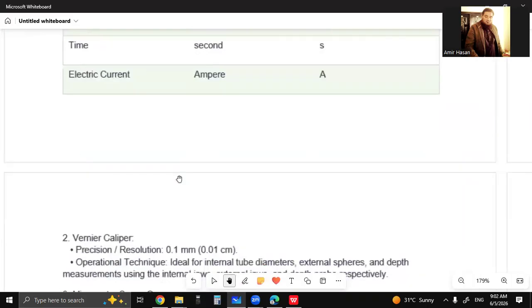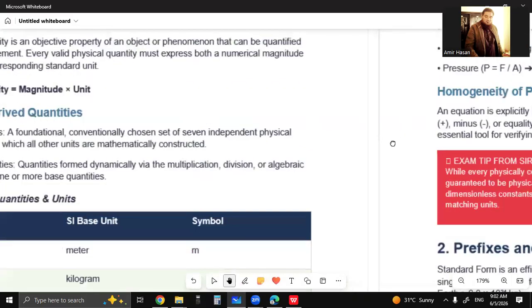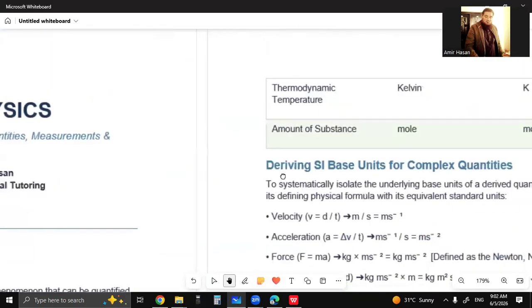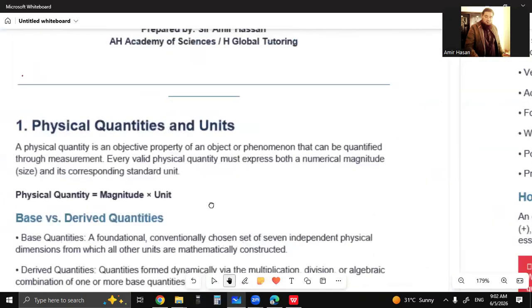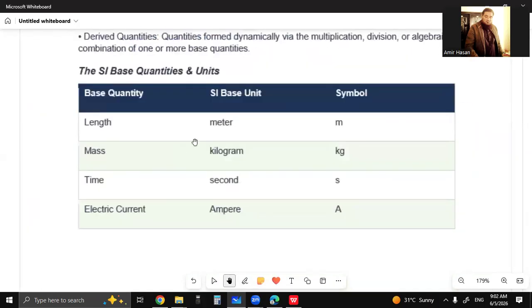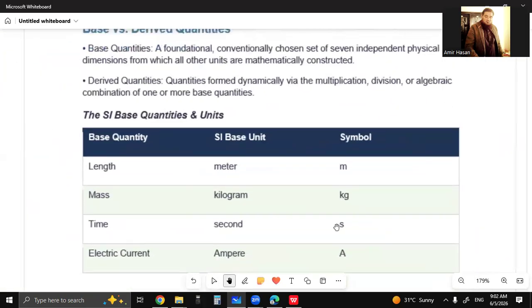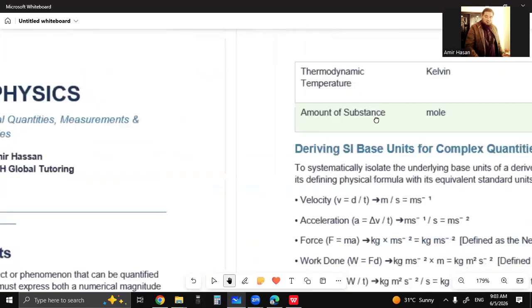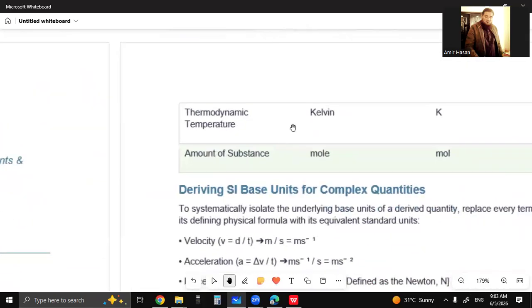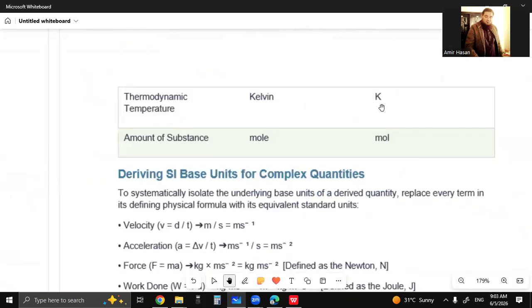Now here, I show in my notes, you check, there are seven basic quantities. Here you check in my notes. Length, in meter, the base SI unit of length, meter, symbol m. Mass, kilogram, symbol kg. Time, second, symbol s. Electrical current, ampere, symbol A. So these are the base quantities, okay? These are not formed with other quantities. These are represented independently by themselves. Thermodynamic temperature, kelvin, symbol K. Amount of substance, mole. These are some basic quantities.